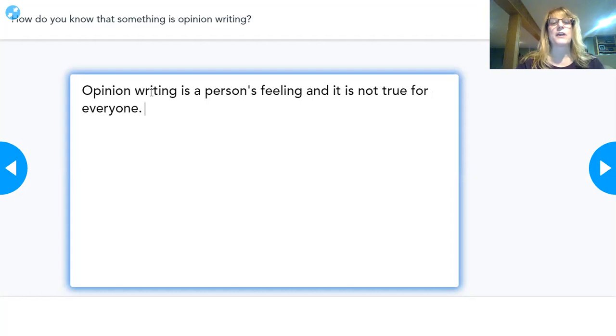I may like strawberry ice cream and you may like chocolate as your favorite. So it is not true for every person, but it's what somebody thinks or feels. But that person can give you reasons and back it up with examples to get you to think the way they think or to understand how they feel.